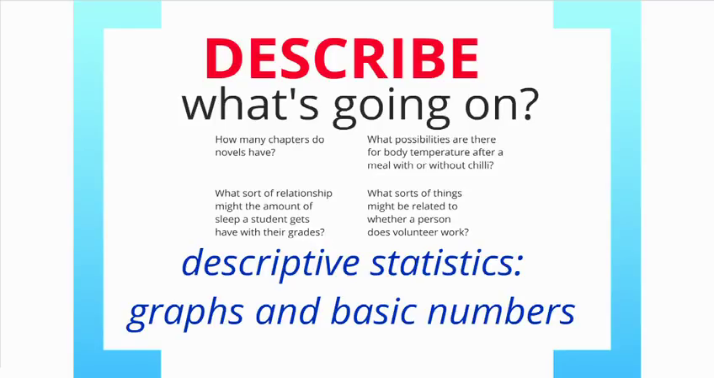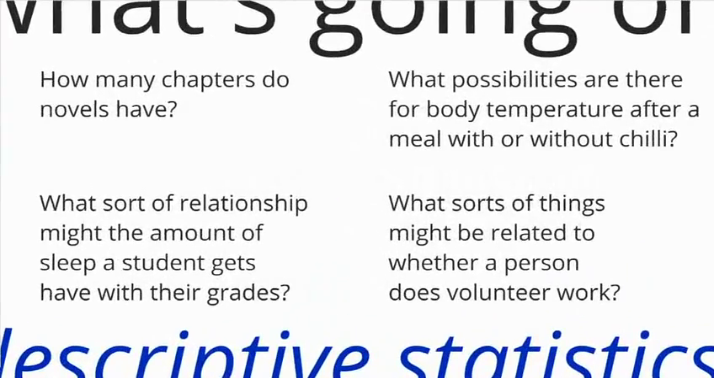If your question is not specific enough to really know, and it's more of the flavour of what's going on, you're doing descriptive statistics. So how many chapters do novels have? It's a bit too vague for statistics to be able to pin it down exactly. So really you're asking, well, what are all the possibilities? What possibilities are there for body temperature? What sort of relationship might the amount of sleep a student gets have with their grades?